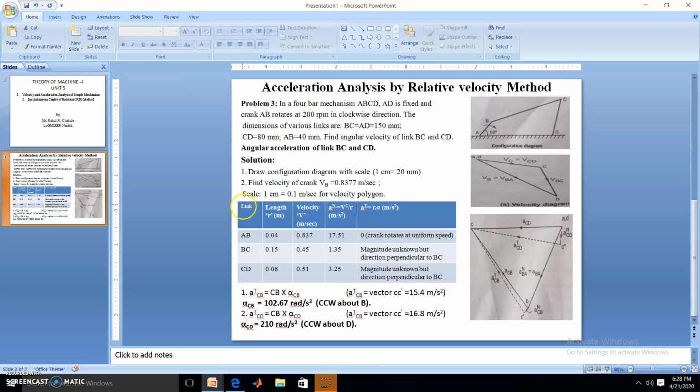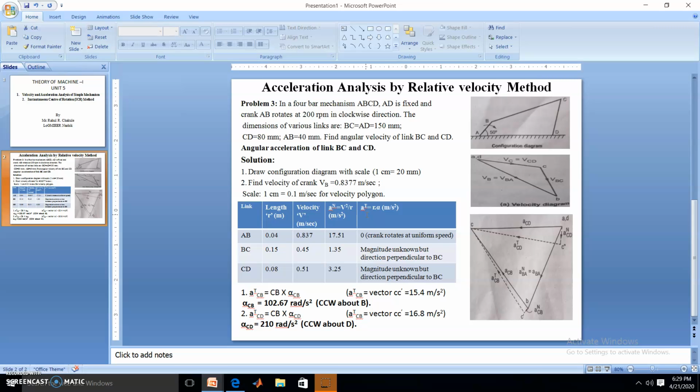So column number 1 is the name of the link, the second column is the length, that is r in meter, the third column is velocity, the fourth column is the normal acceleration, and the fifth column is the tangential acceleration. So keep in mind, when you want to calculate the acceleration of a link, for every link there are two components.